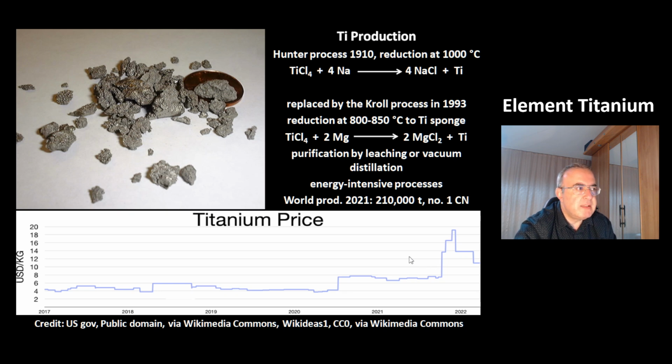At the bottom you can see the price. For several years it was between $4 and $6 per kilogram. Then it went up to about $8. Maximum was about $19. And then it came back to about $11 per kilogram. World production in 2021 was 210,000 tons. Number 1 producer is China.